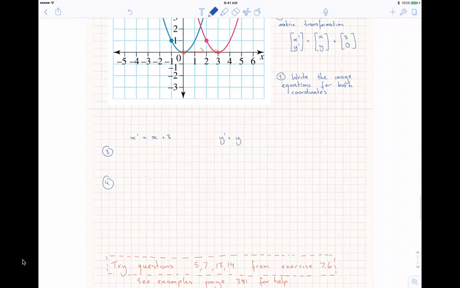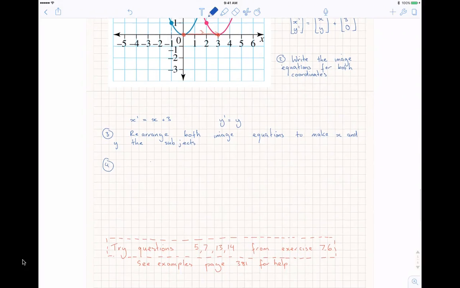Our next step, so we rearrange both image equations to make y and x the subject. In other words, if we subtract 3 from both sides of that first image equation, we have x equals x dashed minus 3, and of course y is just equal to y dashed.